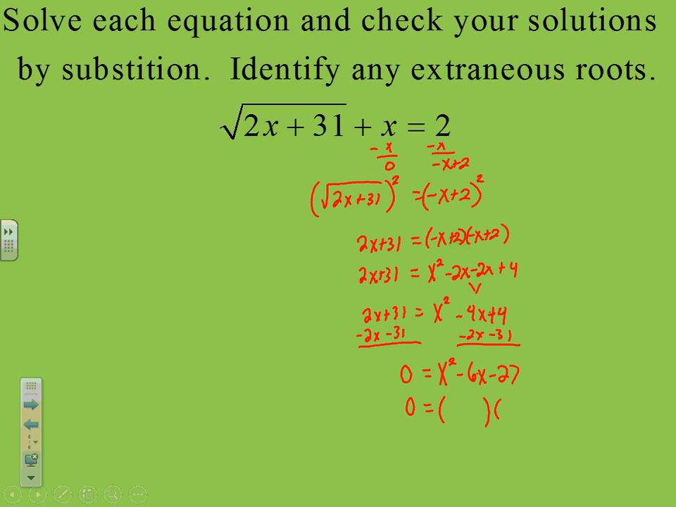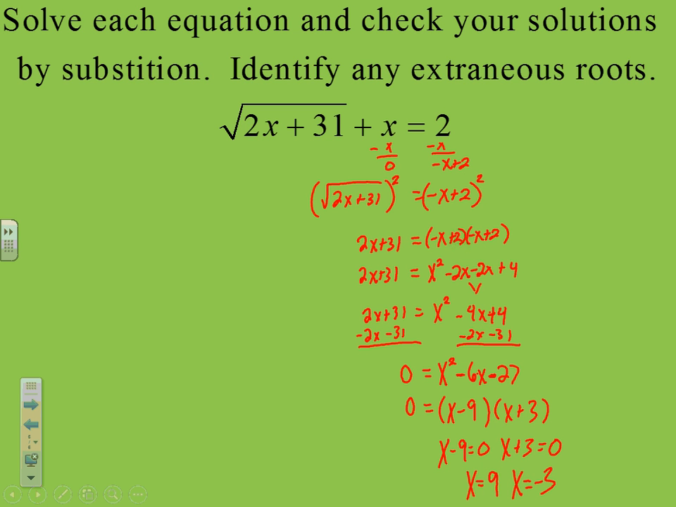So let's factor. The factors of 27, one has to be positive, one has to be negative, because when I multiply them together, it needs to be negative. And because this is negative, the bigger of the two numbers needs to be negative. So x minus 9 and x plus 3 are what we're going to be using for those two particular factors. Set each factor equal to 0, and I'm going to get x to be equal to a positive 9 and x to be equal to a negative 3.